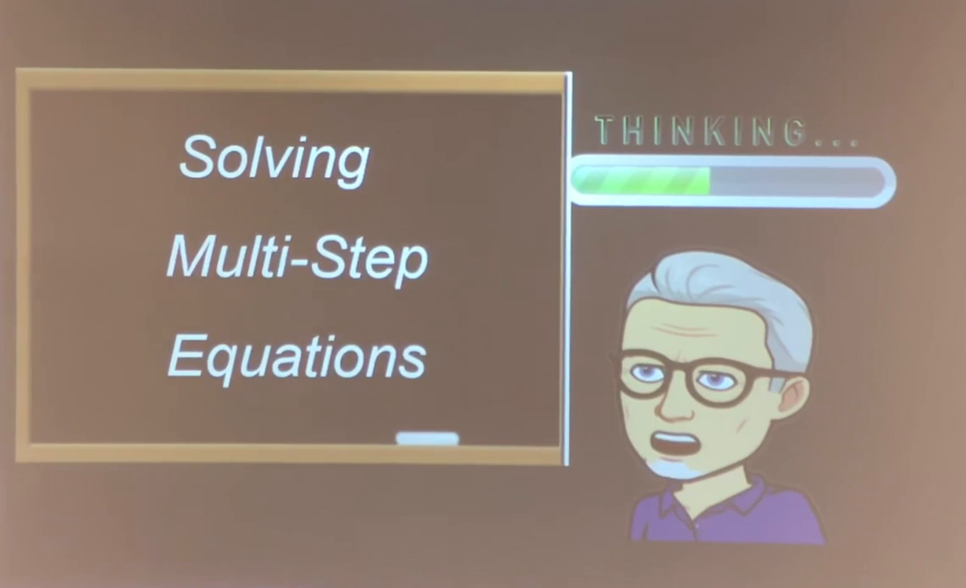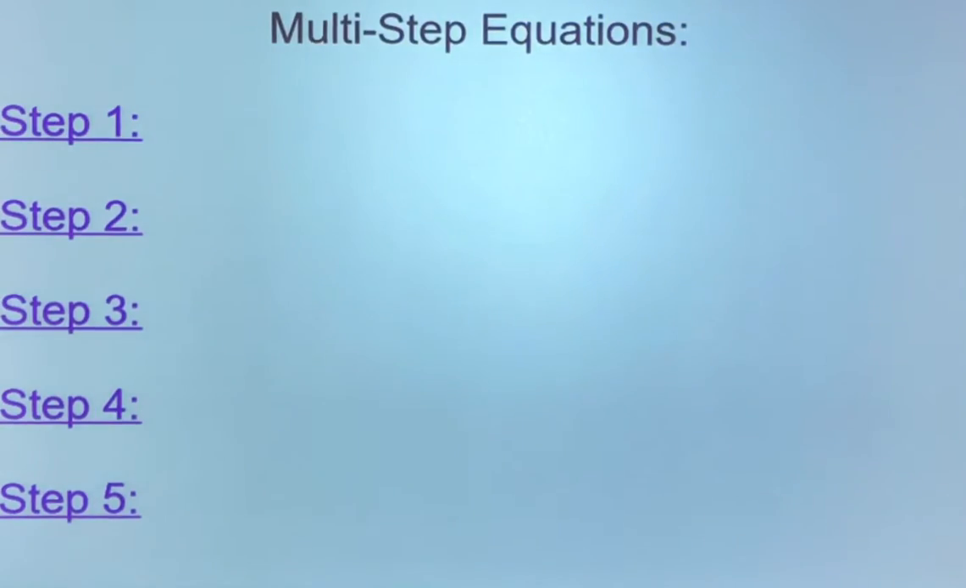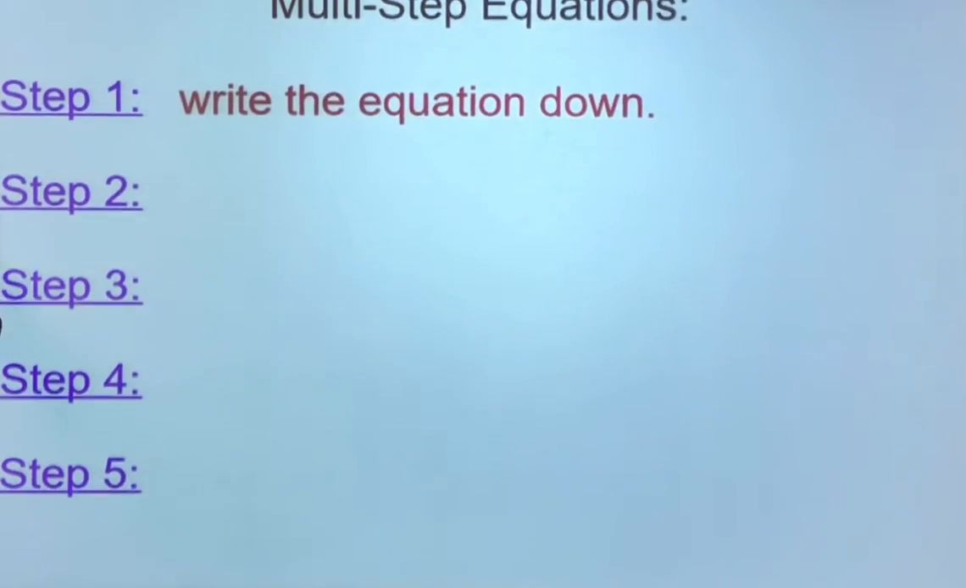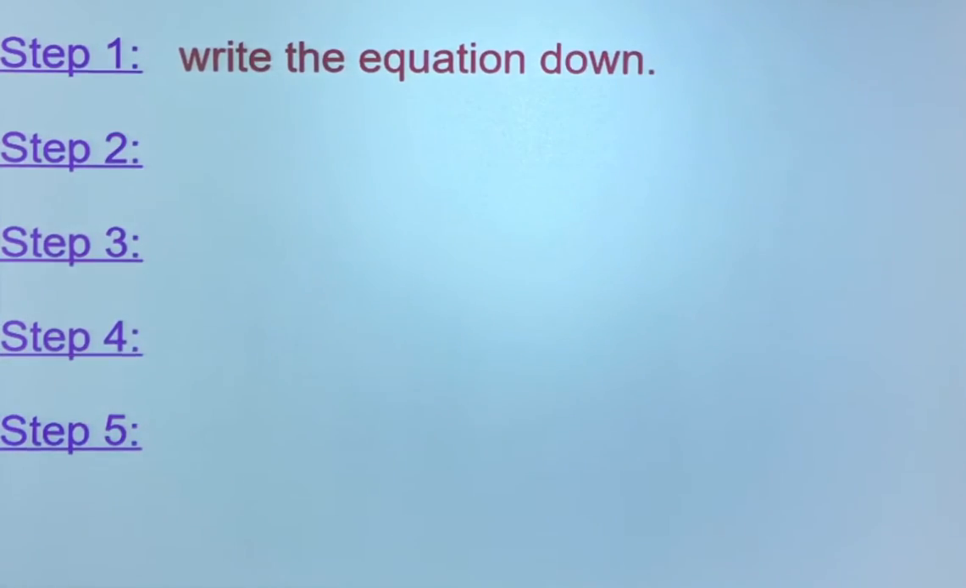I was just thinking about solving multi-step equations. So here's what I was thinking. The steps to solve it are, well, step number one, everybody knows that. That's to write the equation down. So we've written the equation down. Step number two today is going to be to look to see if there's any parentheses.